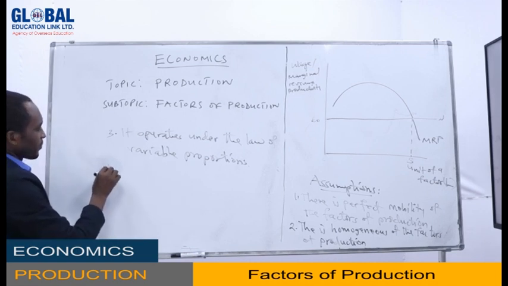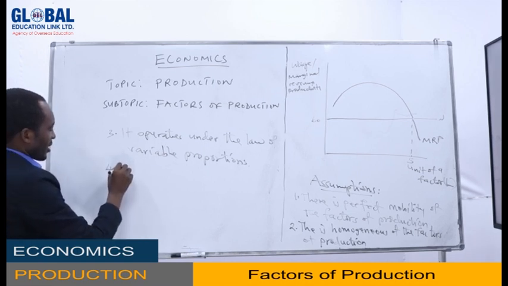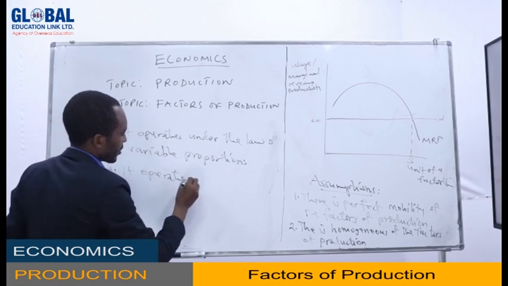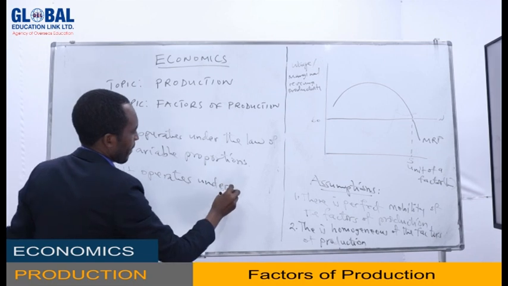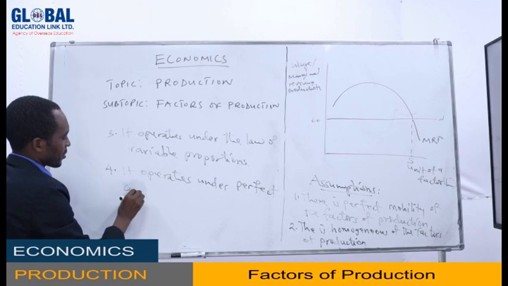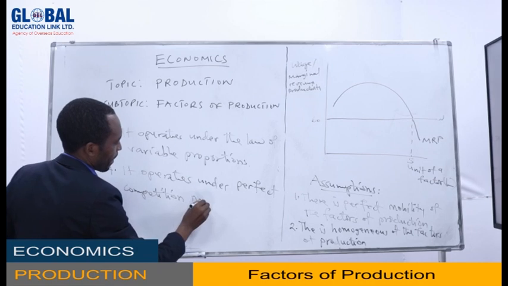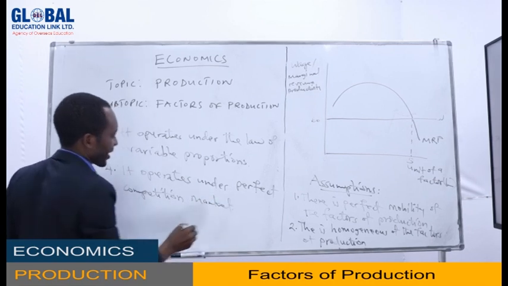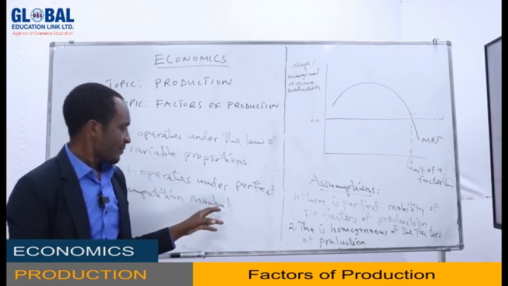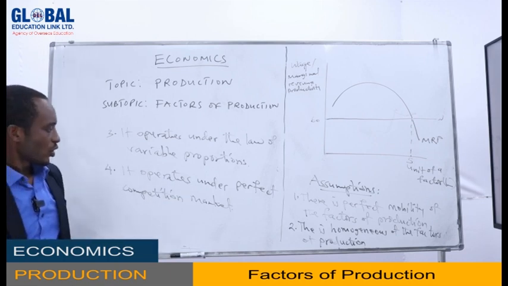And four, it operates under perfect competition market. So both product market and factor market operate under perfect competition.